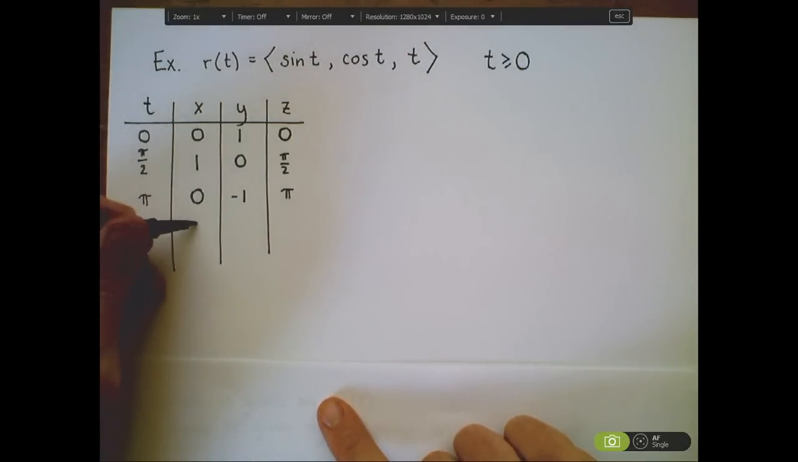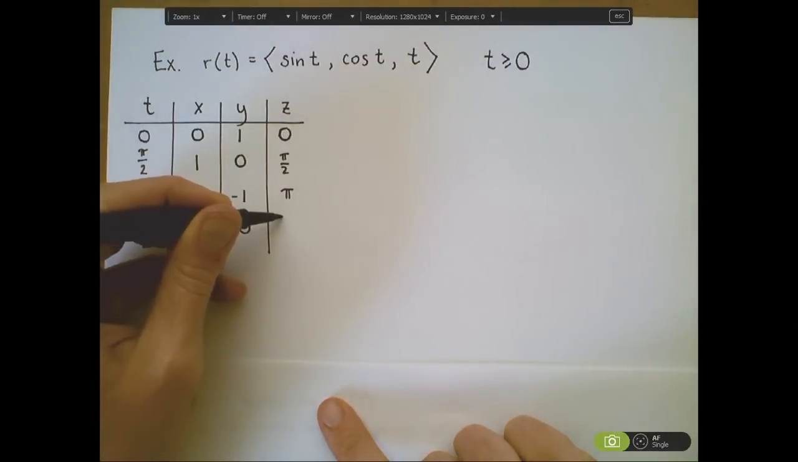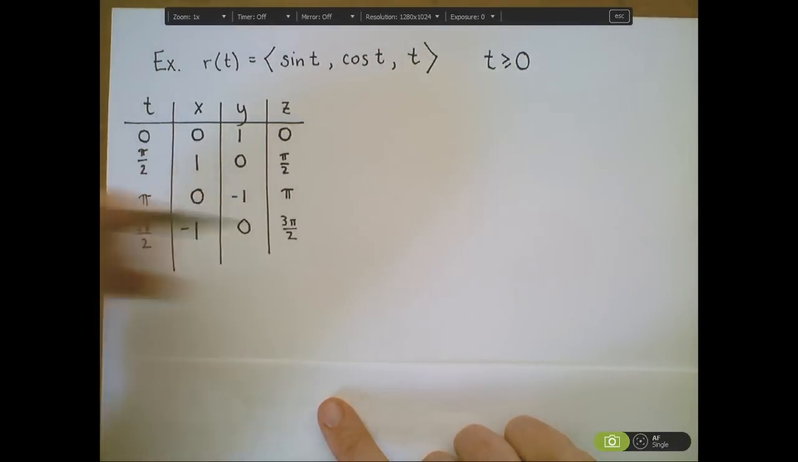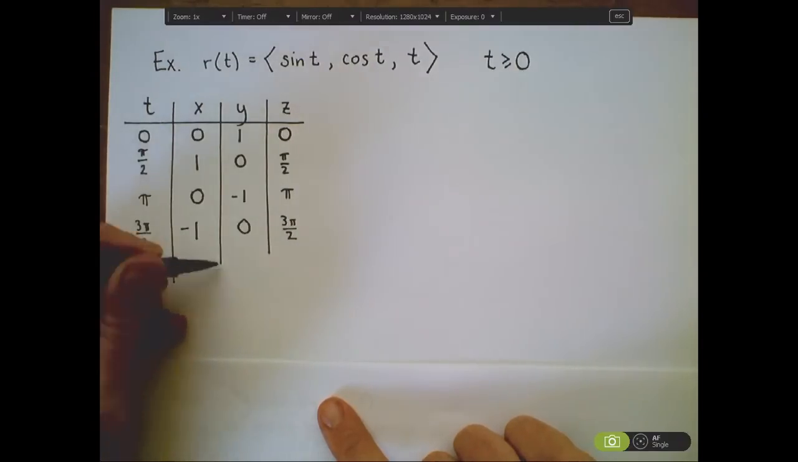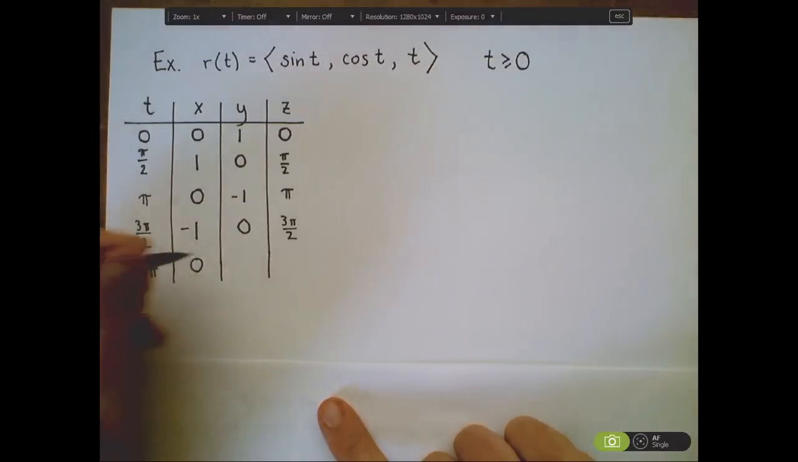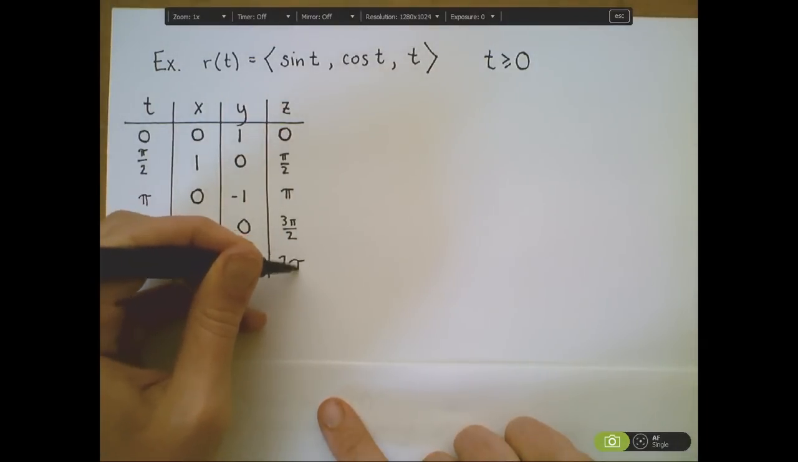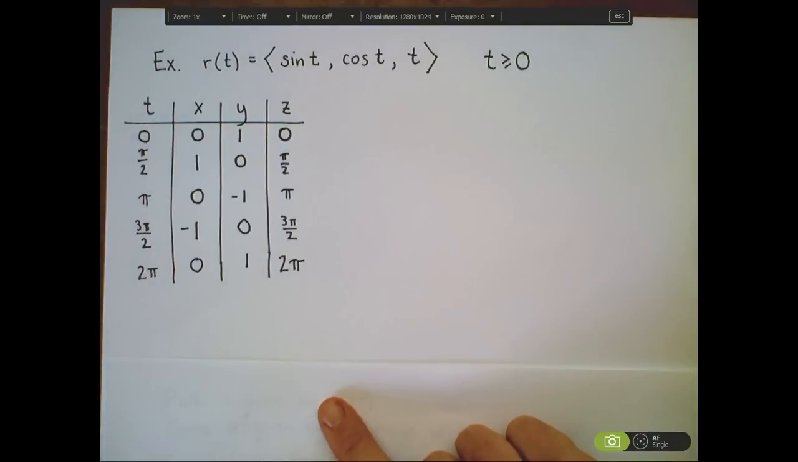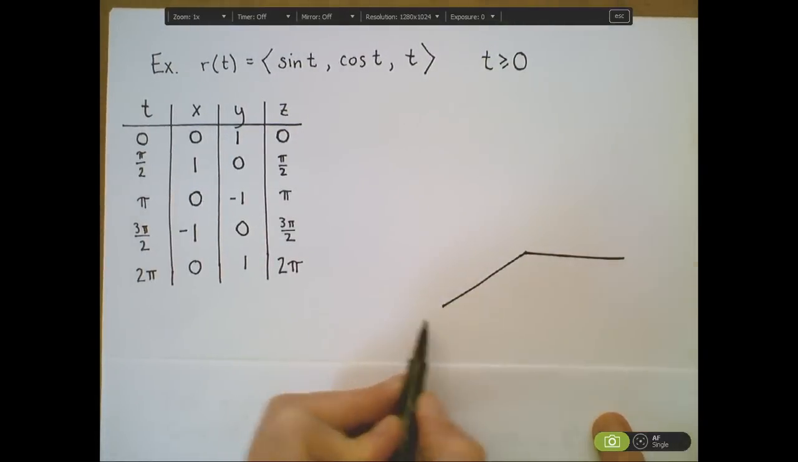At 3 pi over 2, x is negative, y is 0, and z is at 3 pi over 2. And finally, we'll cycle back till we get to 2 pi, which is back where we started in terms of x and y. We'll be at 0 and at 1, but my z value has continued to grow and is now at 2 pi. Now I'm ready to attempt to draw a picture of this.